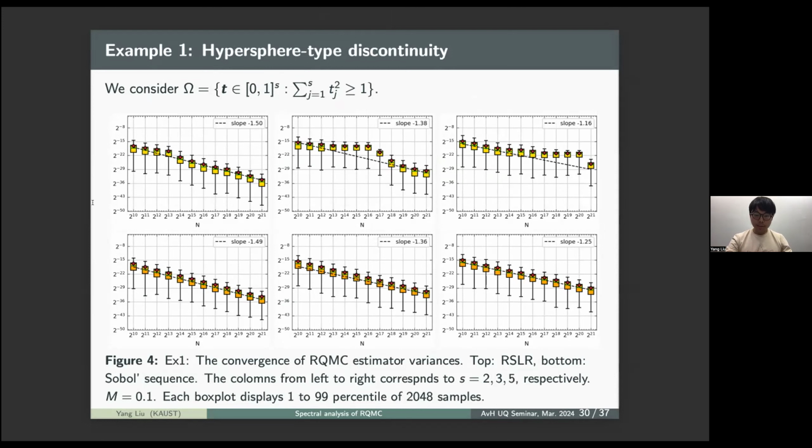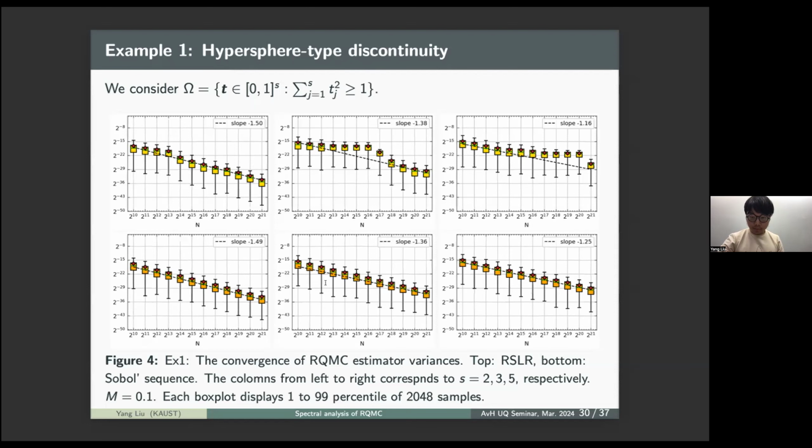Here we are plotting the lattice rule in the first row and the Sobol sequence in the second row. I'm using different colors to differentiate them. The columns are different dimensions: the first column is dimension 2, the second is s equals 3, and the third is dimension 5. For each n, I'm computing 2 to the 11 samples and plotting a box plot ranging from the 1st to the 99th percentile of these samples. The red diamond shape is the mean value.